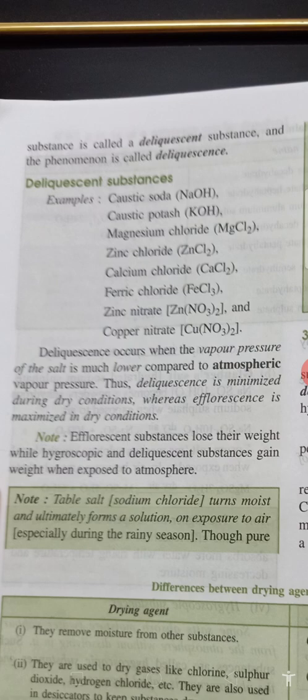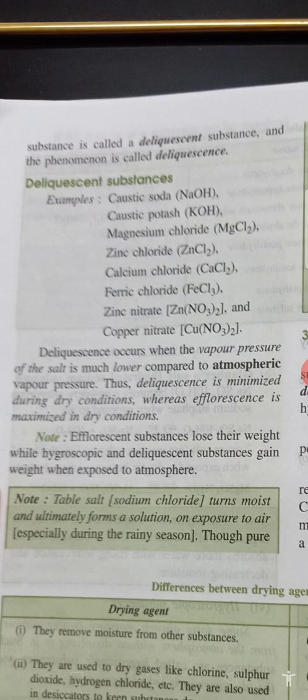And examples are, children, NaOH, caustic soda, caustic potash, KOH, MgCl2, ZnCl2, calcium chloride, ferric chloride, zinc nitrate, copper nitrate. They all are deliquescent substances. Now deliquescence occurs when the vapor pressure of the salt is much lower compared to the atmospheric vapor pressure. The deliquescence is minimized during dry conditions, whereas efflorescence is maximized in dry conditions.